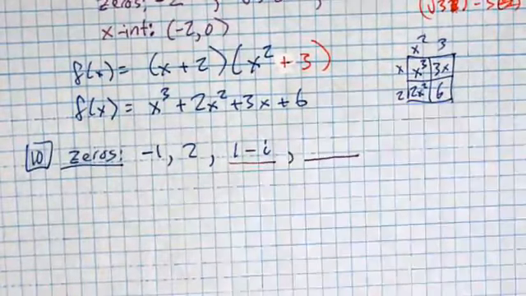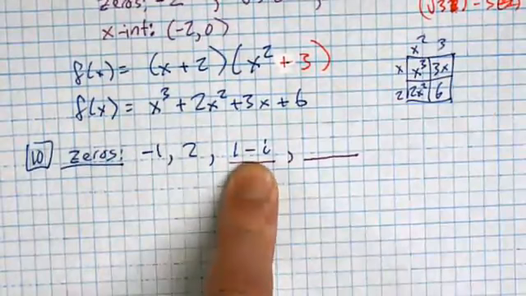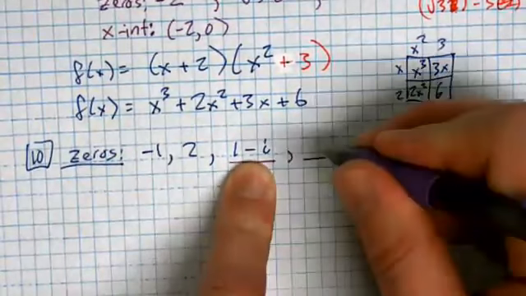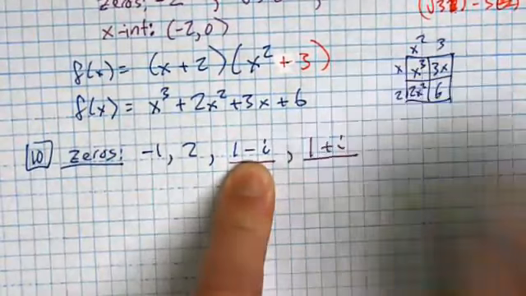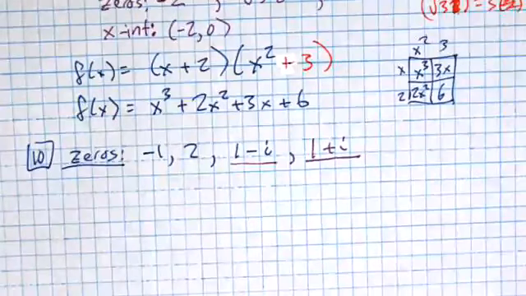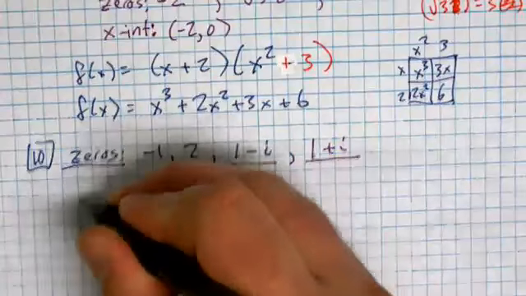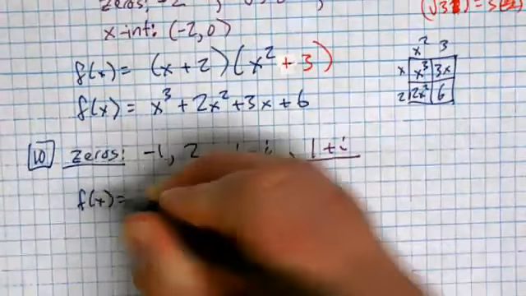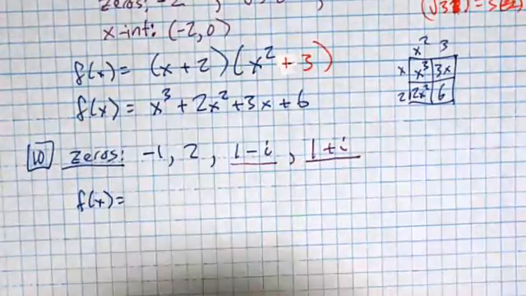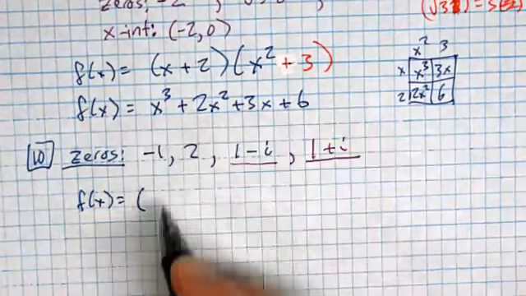They didn't tell us that this one was there, but we know that it has to be there because that's the rule. If I've got one complex zero, it's got to have a buddy, which would be its complex conjugate, which would be 1 plus i. And we're going to write this in standard form. I think we're probably going to have to start in factored form first and then multiply it out. So f of x equals, let's write some factors here. We should have 4 factors because we have 4 zeros.